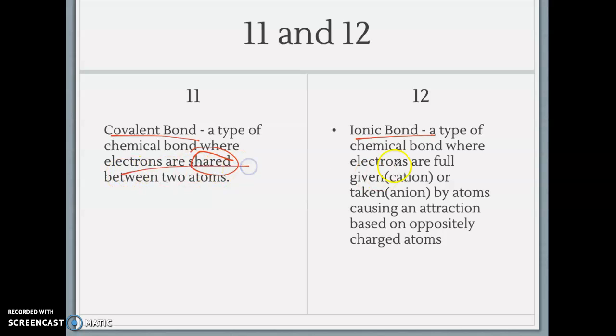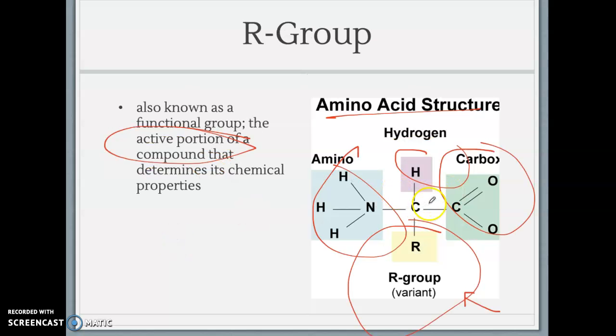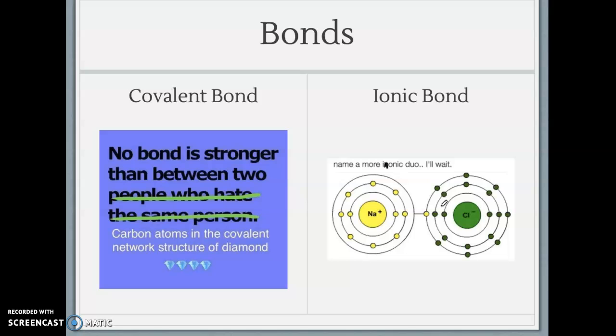Electrons are shared. Ionic bonds are where electrons are fully given or taken, and then you get charged atoms. So notice in all of these, you just have lines going between them. You don't have charged atoms. But in ionic bonds, you get a positive and a negative charge, and then those two things are attracted to each other. So covalent bond, nice little thing here.